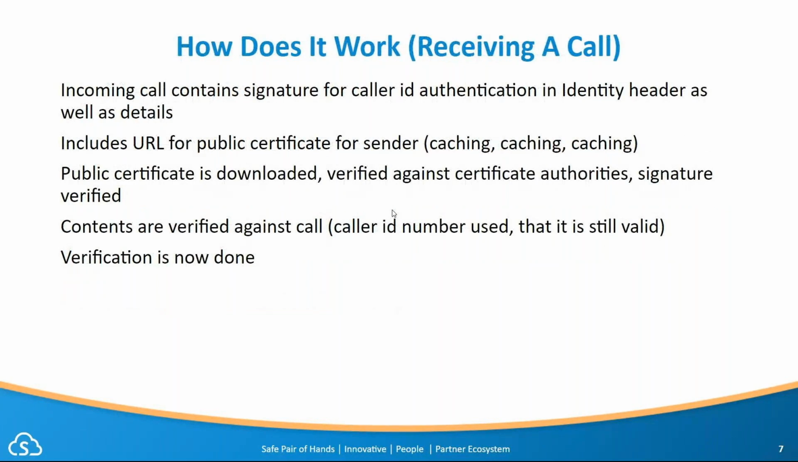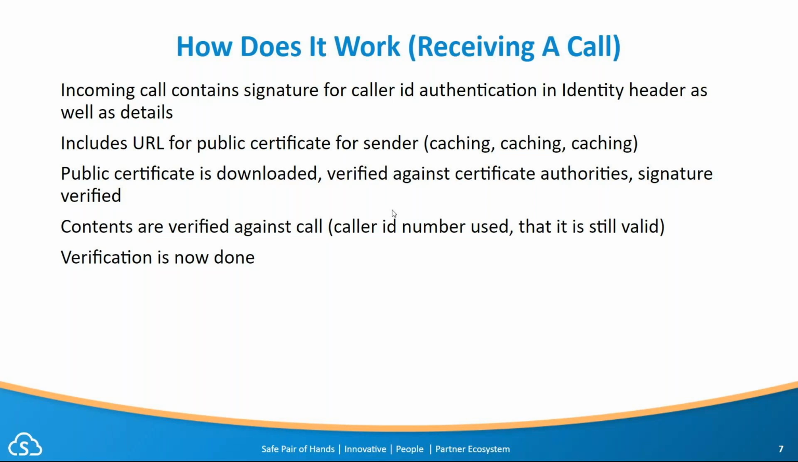For receiving a call, the incoming call, like I mentioned, contains a signature in the Identity header, as well as all of the details. It also includes a URL for the public certificate for the sender. A certificate is made out of a private side and a public side. The public side is freely available. Anyone can download that and use it to verify things.